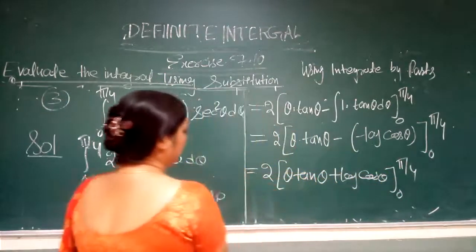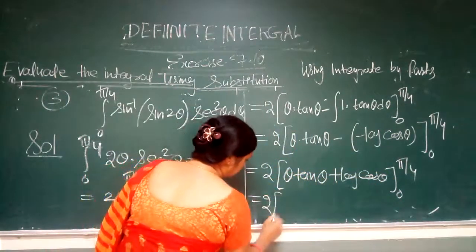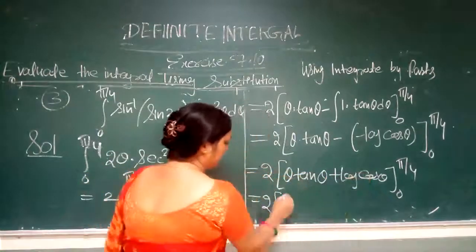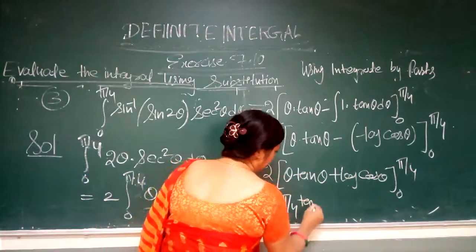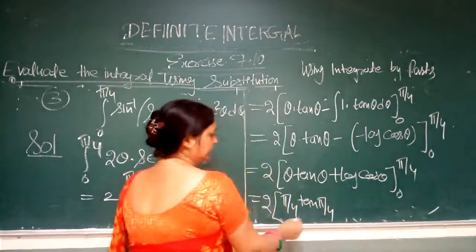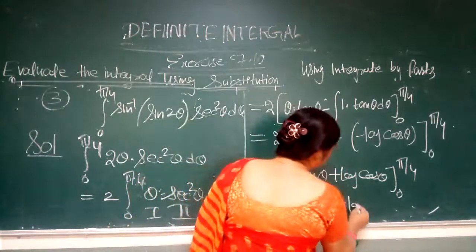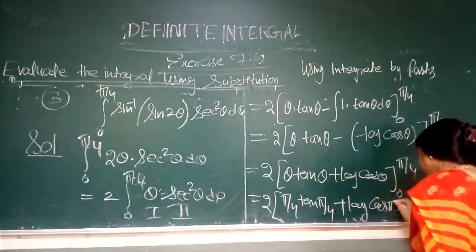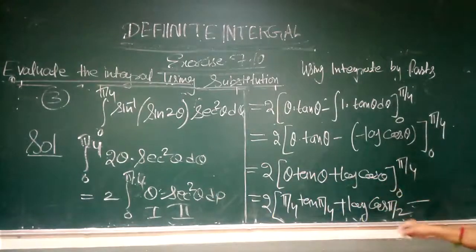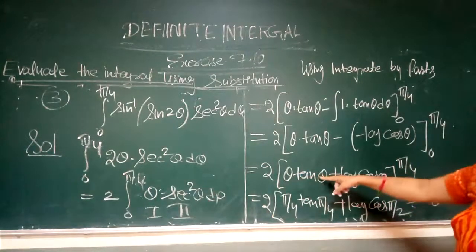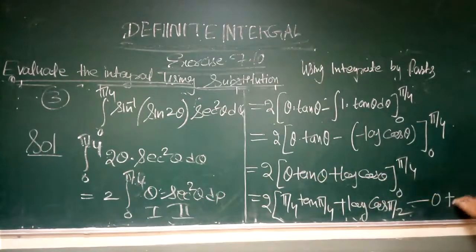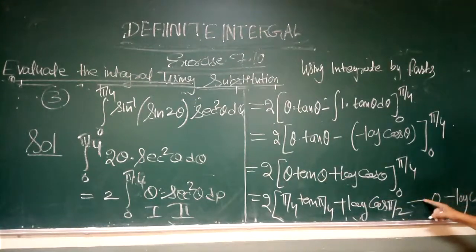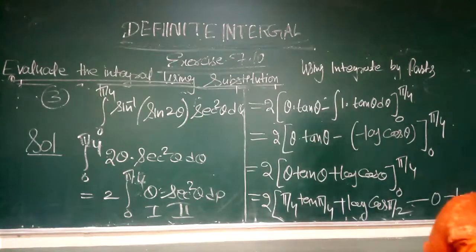Now after that we will apply the limit here. 2 as it is, what is the first limit, that is pi by 4 into tan pi by 4. Then plus log cos theta, cos pi by 4. After that minus lower limit 0, 0 into something is 0, and plus log cos 0 minus, because it is lower limit, then minus cos 0, and you know that the value of cos 0 is 1.